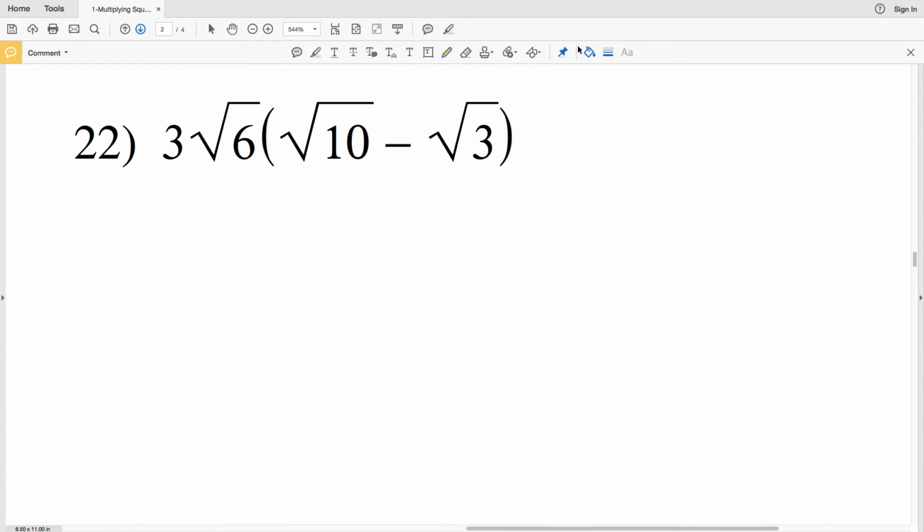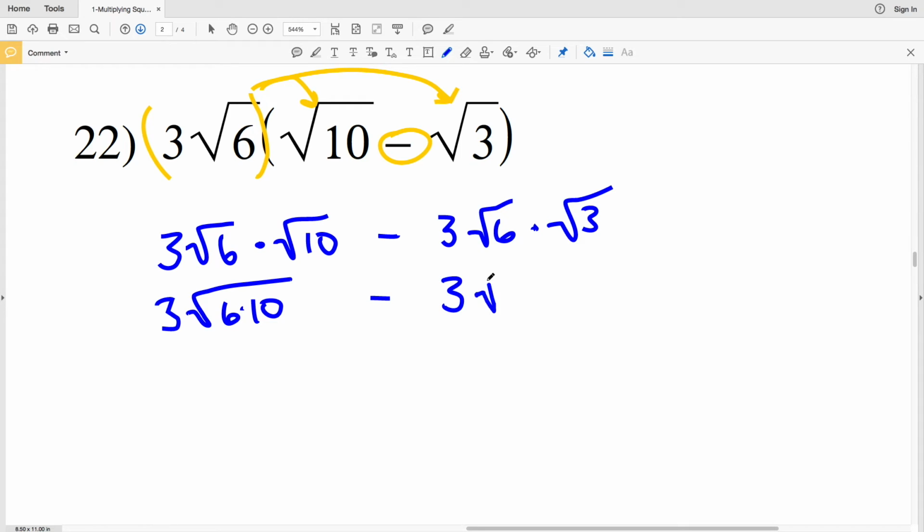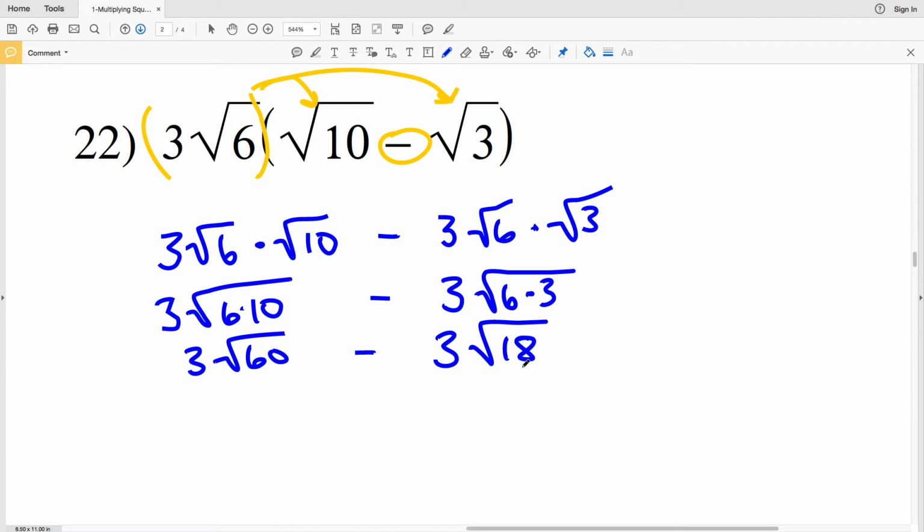In number 22, I'm distributing 3 times the square root of 6. And there's subtraction in between those terms. So 3 times the square root of 6 times the square root of 10 minus 3 times the square root of 6 times the square root of 3. This will be 3 times the square root of 6 times 10 minus 3 times the square root of 6 times 3. 3 times the square root of 6 times 10 is 3 times the square root of 60 minus 3 times the square root of 6 times 3 is 3 times the square root of 18.